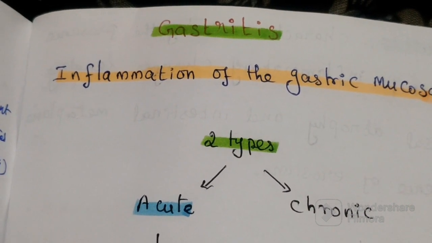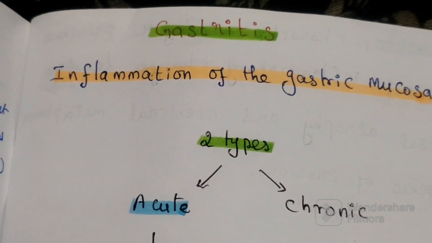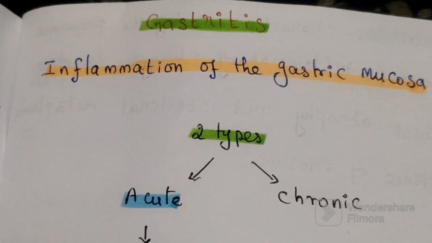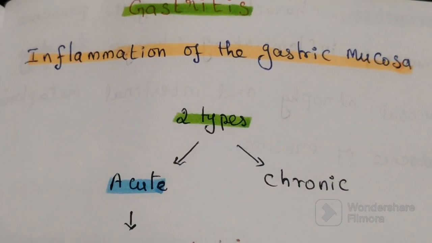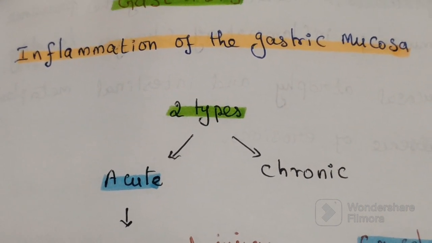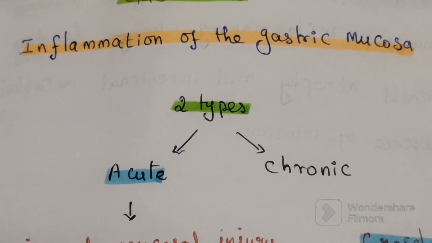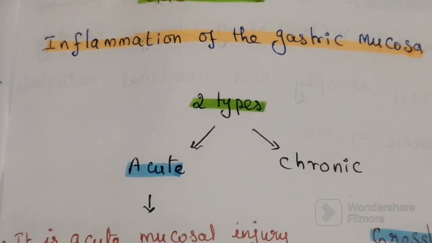In this video, we'll discuss gastritis. Inflammation of the gastric mucosa is known as gastritis. Here, not ulcer, inflammation. So, inflammation of the gastric mucosa. There are two types, acute and chronic.